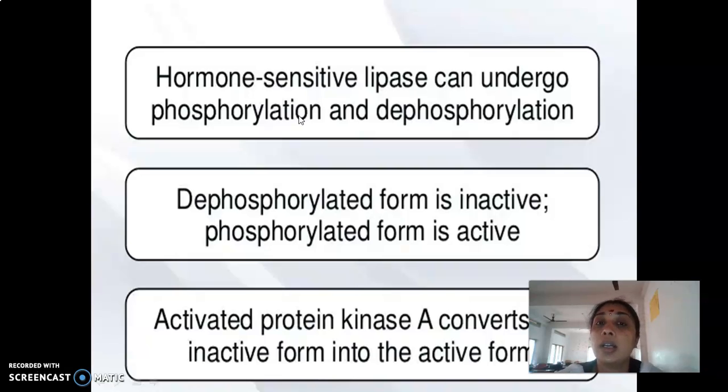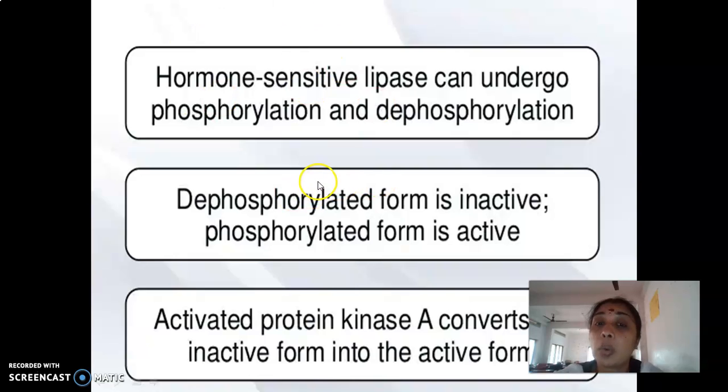So when there is an energy need, when there is a depletion of glucose in the body or the glycogen store is depleted, what happens? The hormone sensitive lipase will be shifted from its inactive form to the active form because there's an emergency for energy. So immediately the TG in the adipose tissue starts undergoing breakdown.